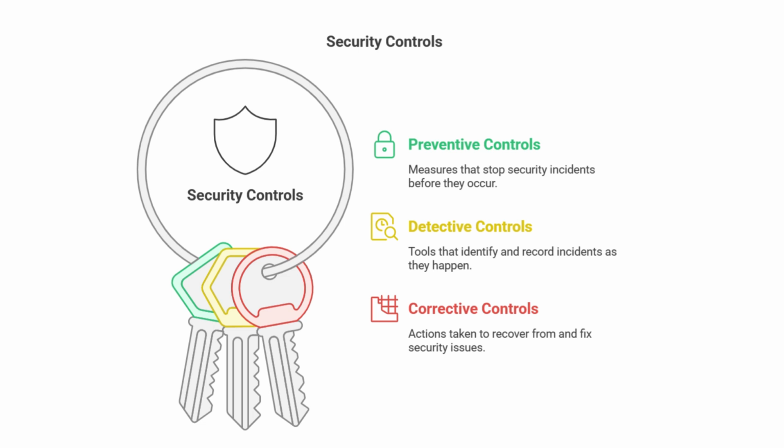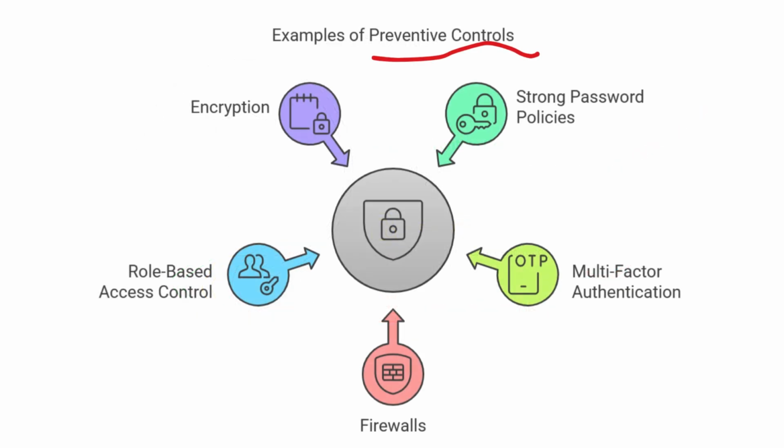There are three main types of security controls, such as preventive controls to stop security incidents before they happen, detective controls to identify and record security incidents when they occur, and corrective controls to take action to recover and fix security issues. Let's look at each of these in more detail. The preventive controls are focused on stopping problems before they happen. The preventive controls are proactive. Their goal is to stop threats before they can cause harm.